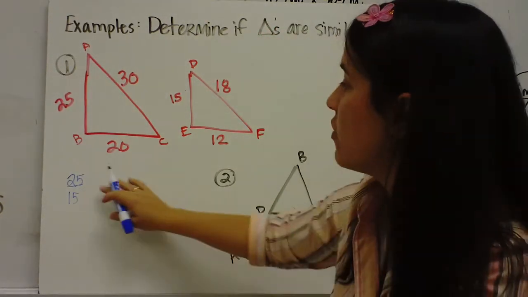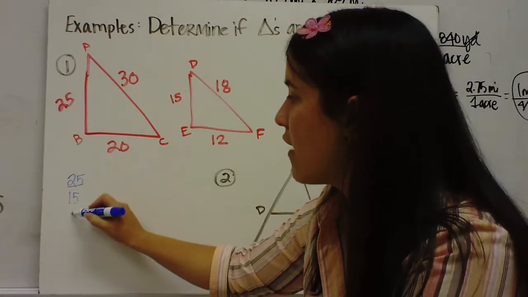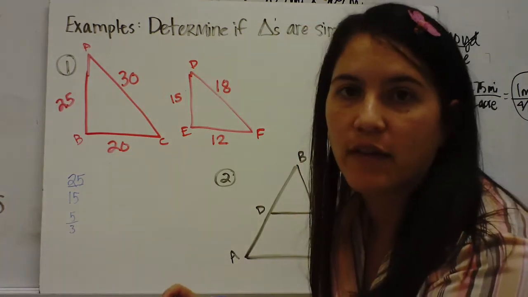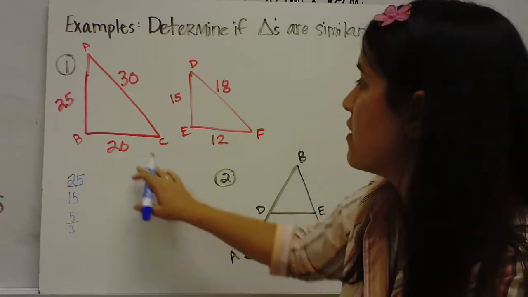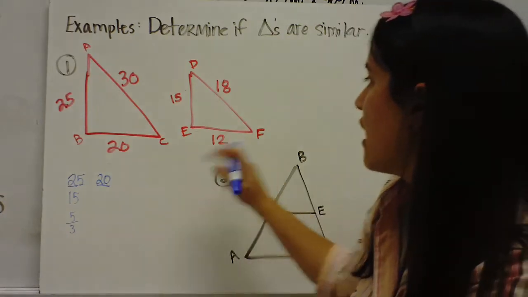When we do that ratio, we can simplify. We divide both sides by 5, we get 5 over 3. So I divided the top by 5 and divided the bottom by 5. So whenever you're writing ratios, you want to simplify. Then let's look at this line. BC is 20 and EF is 12.